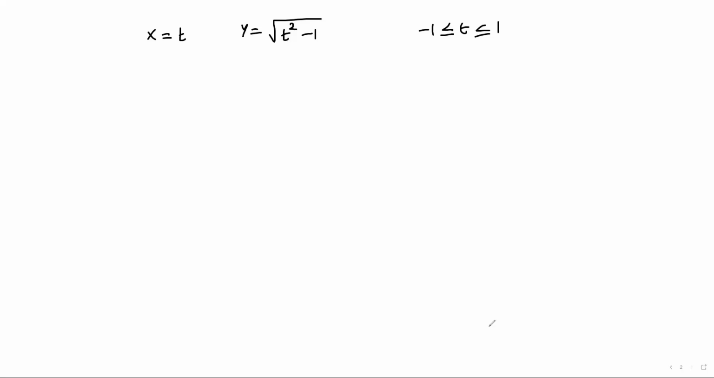So we have parametric equations x equals t, y equals the square root of t squared minus 1, and the interval for t is negative 1 less than or equal to t less than or equal to 1. We have to answer three questions here. One is the average rate of change for x of t. The second is the average rate of change for y of t. Finally, the slope of the graph.